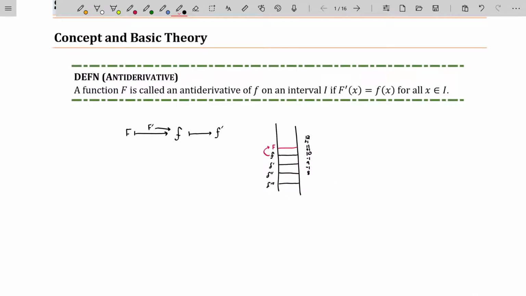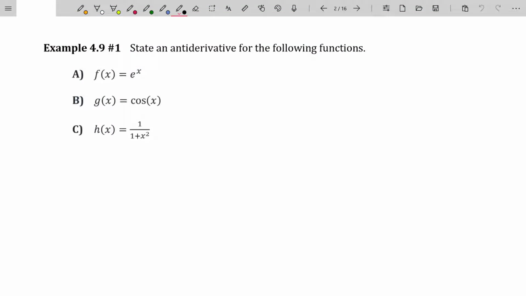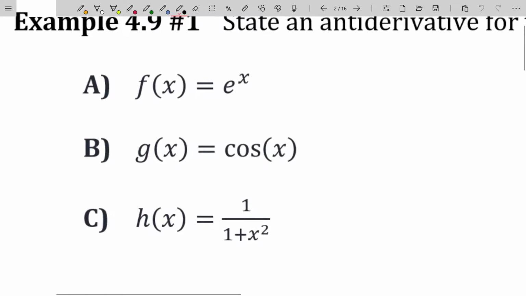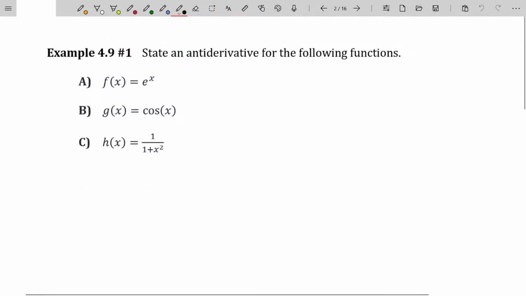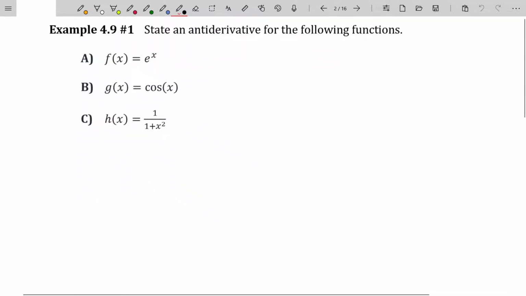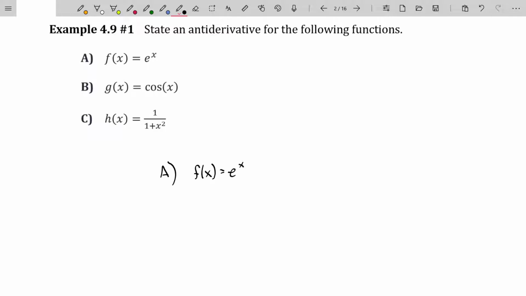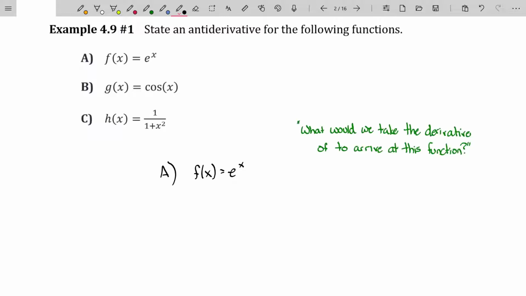I don't know if that makes sense to you, but that's always how I've looked at it since I was a student. So if the antiderivative is the function you would take the derivative of to arrive at your little function f, let's go ahead and find the antiderivatives of these functions right here. So every time you're handed a function, in this case, part A is the function little f of x is equal to e to the x, you should ask yourself, what would I take the derivative of to arrive at e to the x?